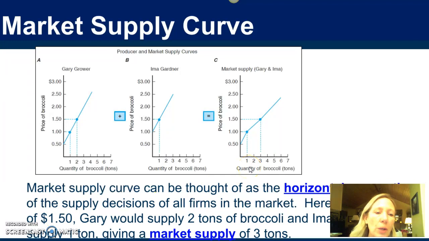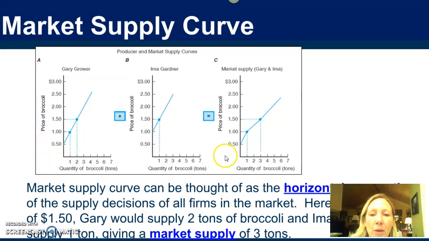Okay, so now we're going to take a look at the market supply curve, and we can think about the market supply curve just like we just said. It's the quantity brought to the marketplace by different producers at a particular price. So in this case, I love their names. Gary Grower will bring 2 tons of broccoli to the marketplace at $1.50 a pound or whatever the price is. Whereas Ima Gardner, in her production, can only bring 1 ton. She's not as efficient. She doesn't produce as much. She's only bringing 1 ton to the market.